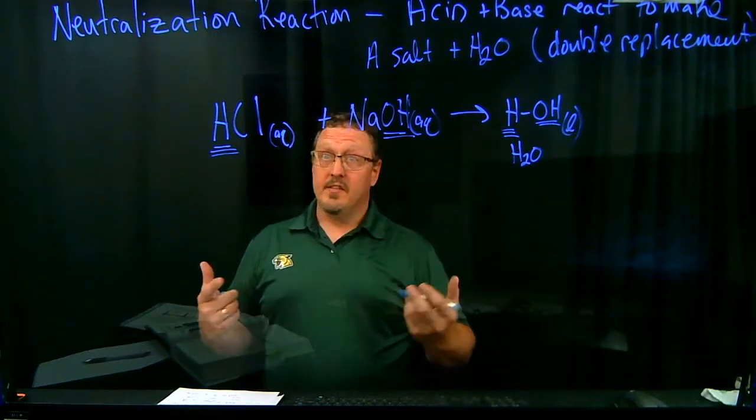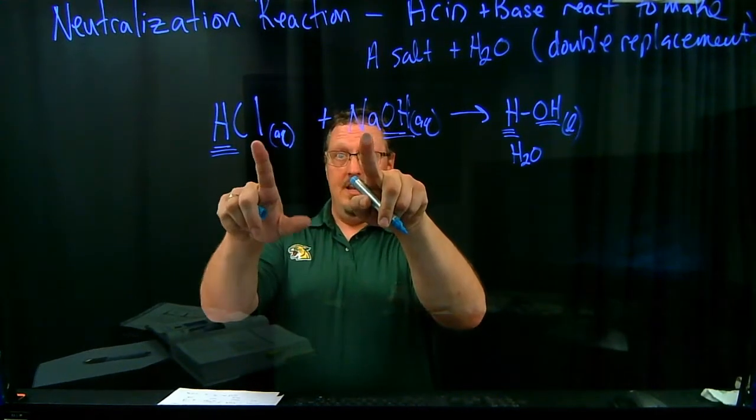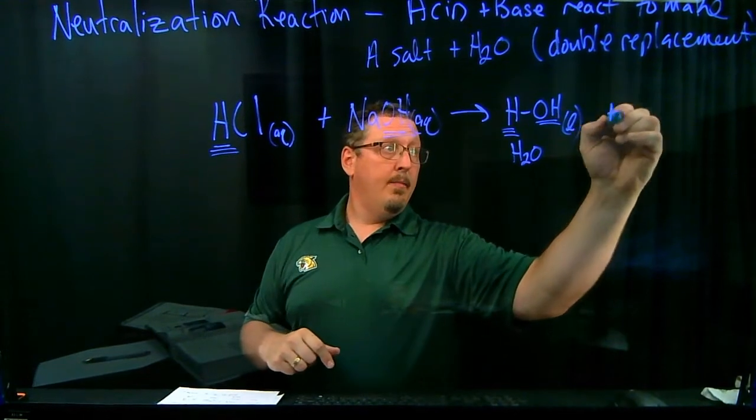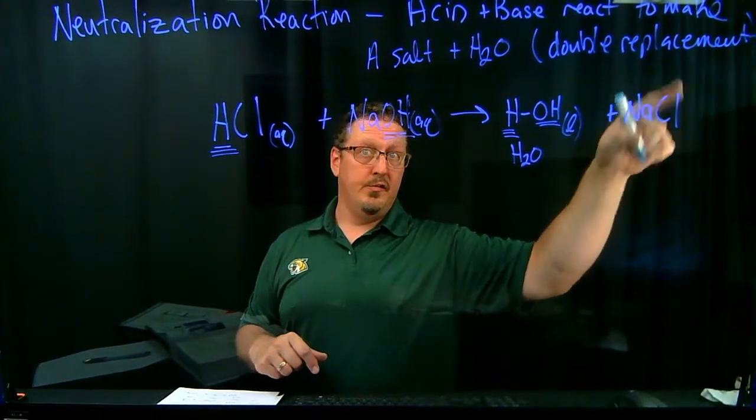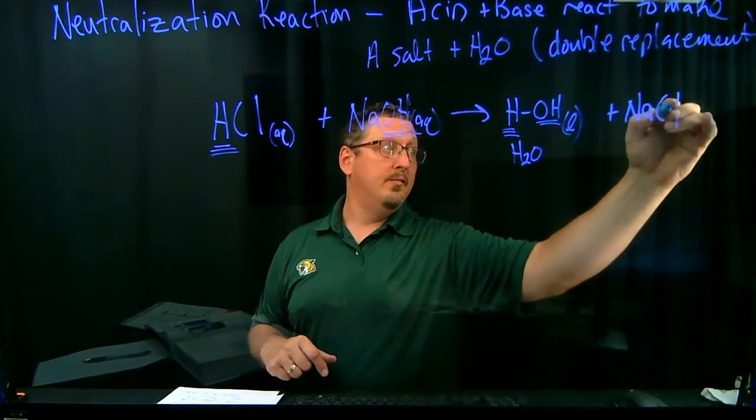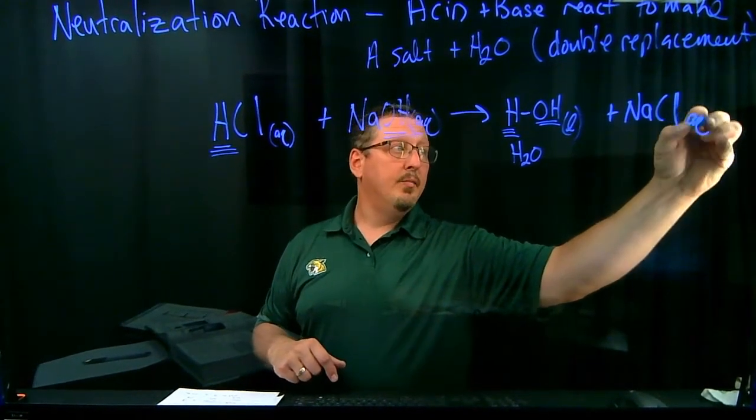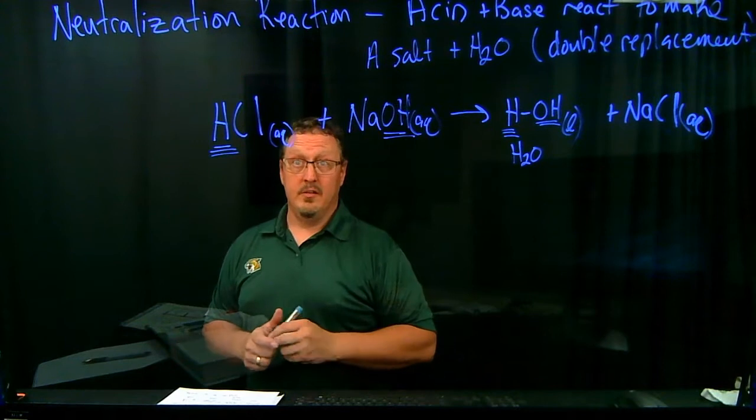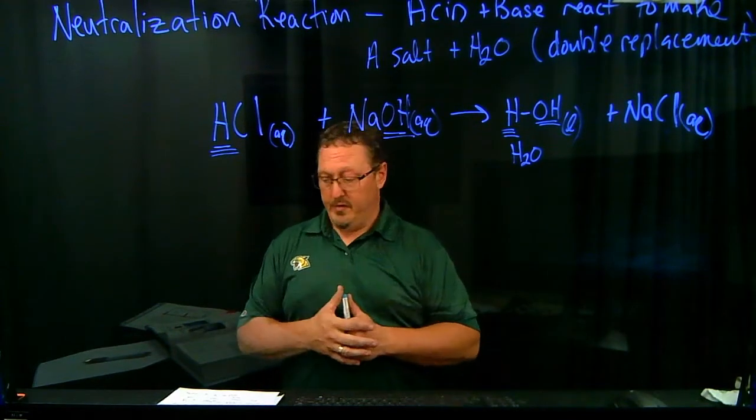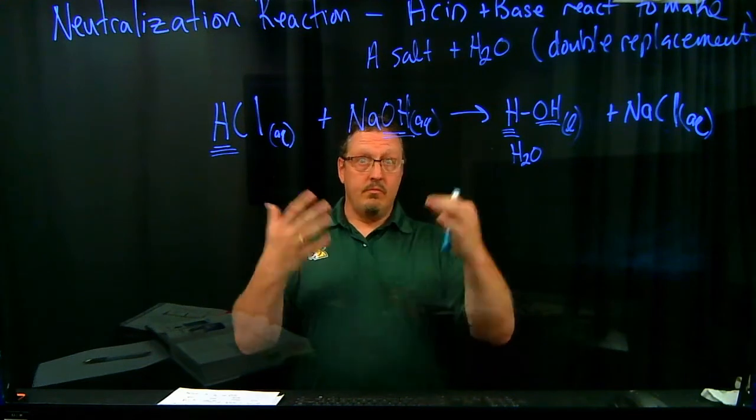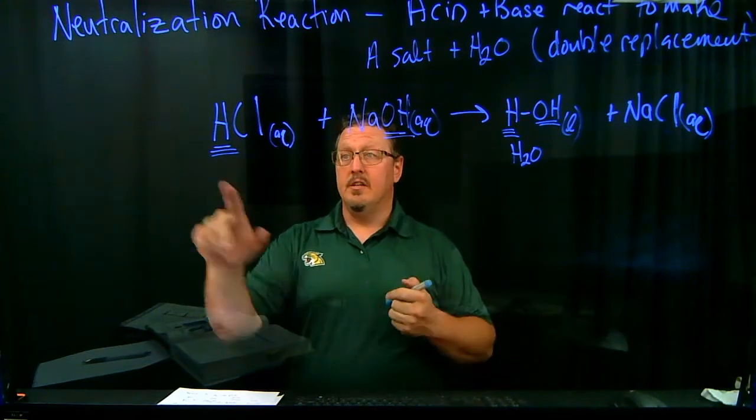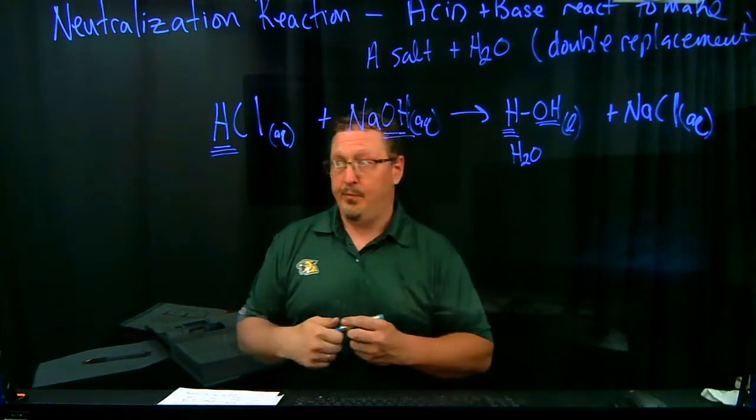What's left is a salt. So the cation and that anion come together: Na plus Cl. That's a positive one, that's a negative one, so we crisscross applesauce. The formula becomes NaCl. And this is going to be in the aqueous phase because chloride ions always produce aqueous solutions. Okay. Now, there it is. That's the molecular equation.